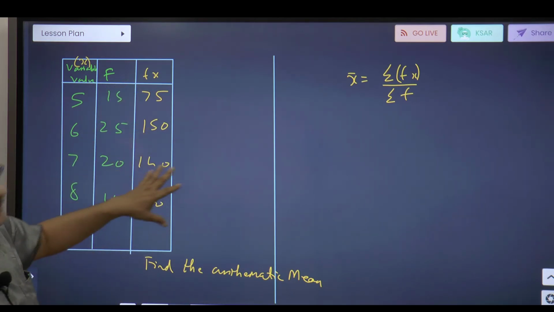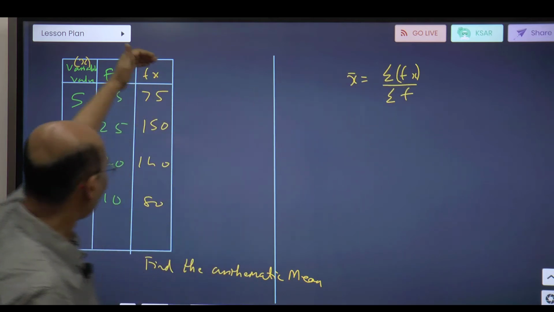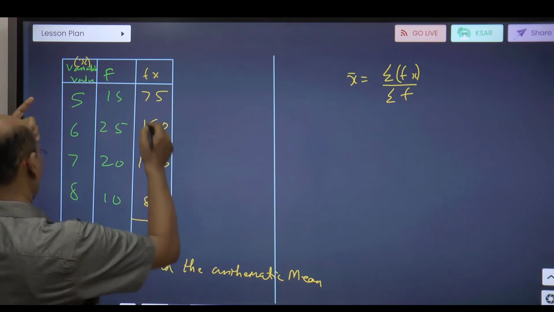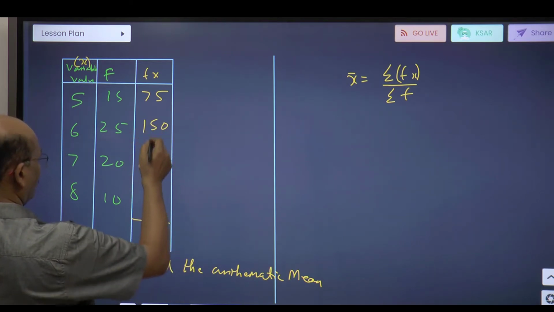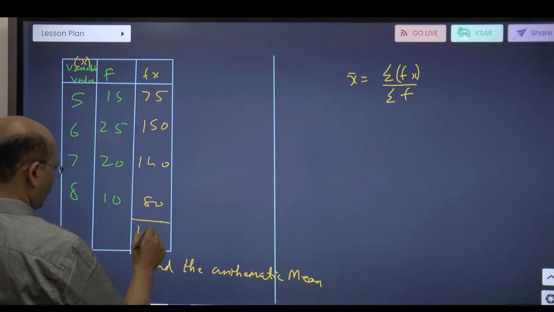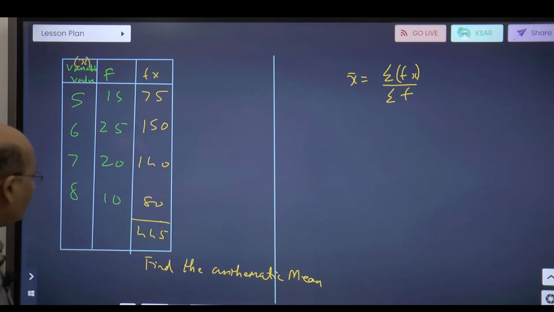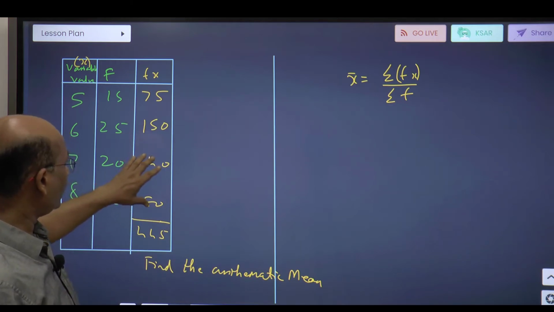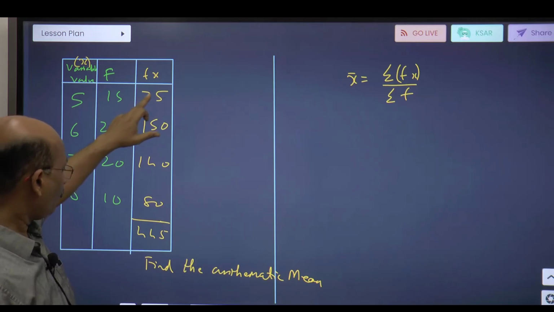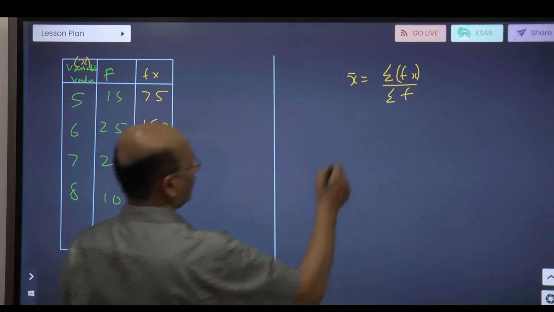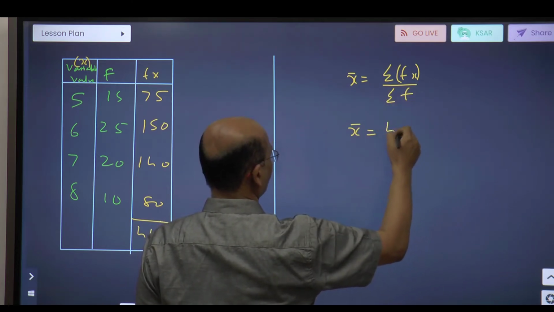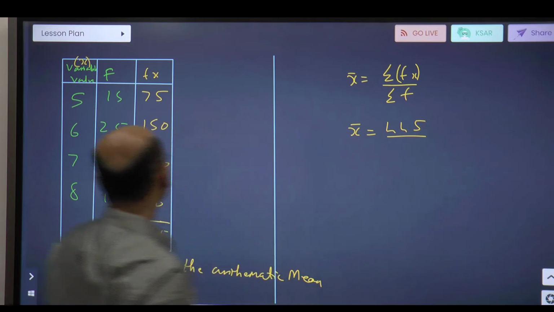Now, after getting fx, it is the sum of fx. So, the addition of this, the sum of fx. If I add this, what happens? I will just quickly do it. 80 plus 140 is 220, 270, 370, 440, 445. I hope it's right. Let us see the calculation once again. 80 plus 140, 220, 270, 370, 440, 445. Great.